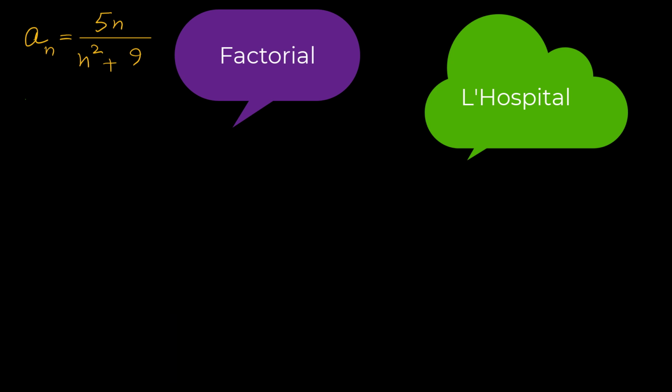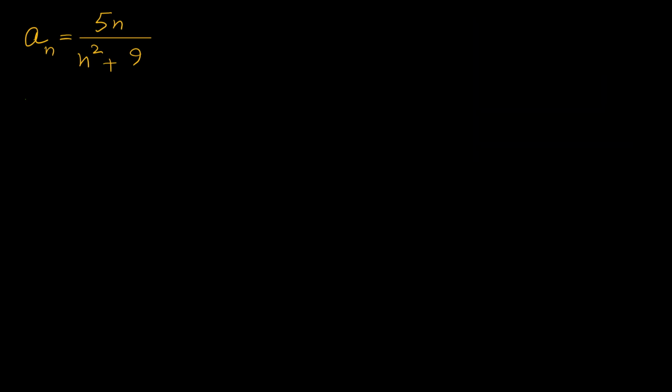The first example is 5n over n to the 2 plus 9. For finding limit of this sequence, I will show you 4 different methods. Some of these methods are fast and easy. Some of these methods are more general and you can apply them for other examples. The first method that I want to show you is a very effective and very fast method that you can find limit of rational expressions like this example really very fast.